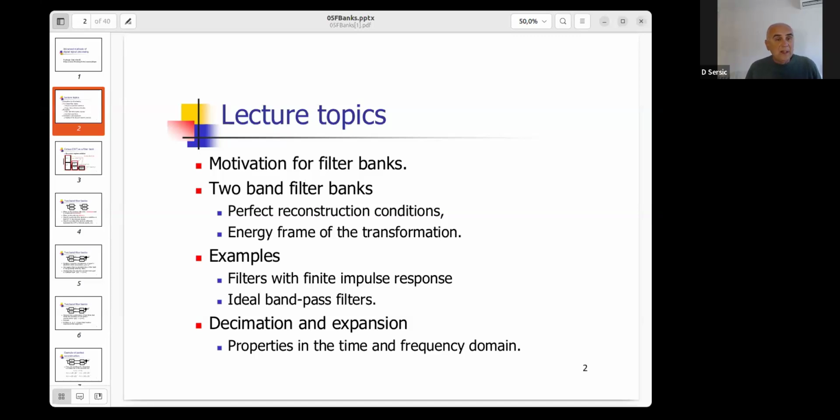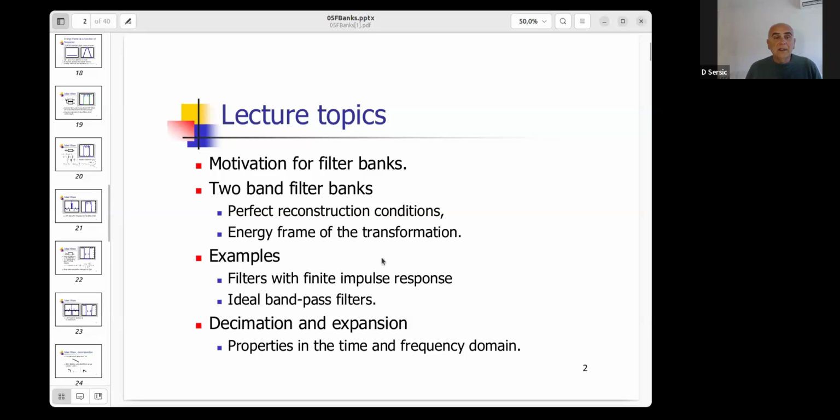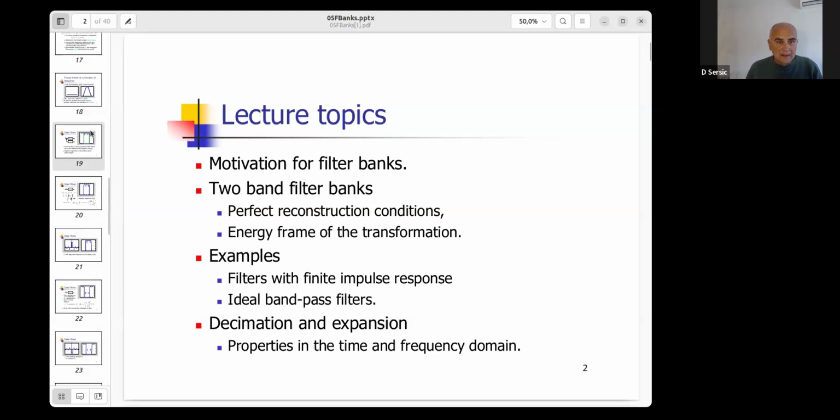So why we need filter banks? That's a question. Filter banks will be the way how to efficiently realize the linear transforms such as short time Fourier transform and especially wavelet transform. So let's start with it.